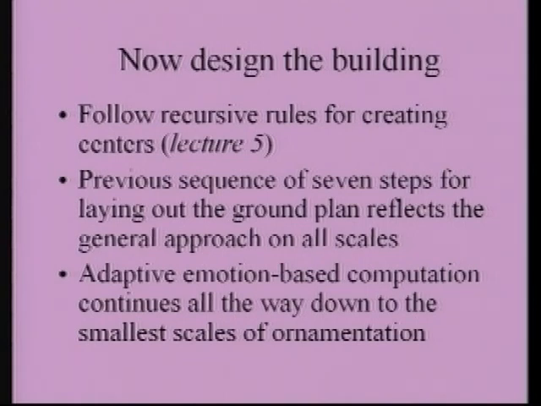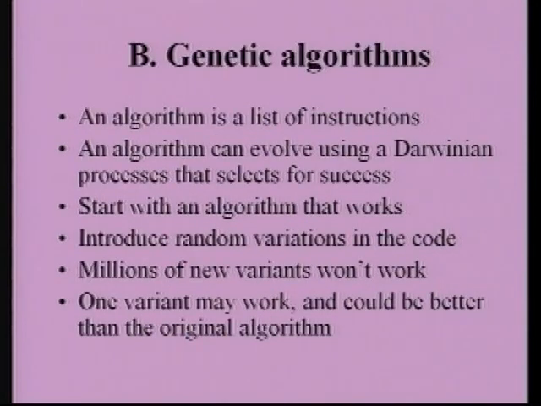It is just that I apply them to lay out the ground plan, and you see that as part of the general algorithmic approach that takes care of all scales. Therefore, the adaptive emotion-based computation has to continue all the way down from the size of the entire project to the smaller scales of ornamentation. One step at a time, and you can correct previous steps by going back and forth, and then after many, many steps, you have completed your design, and you can start to build.